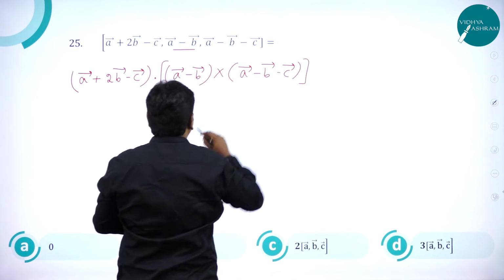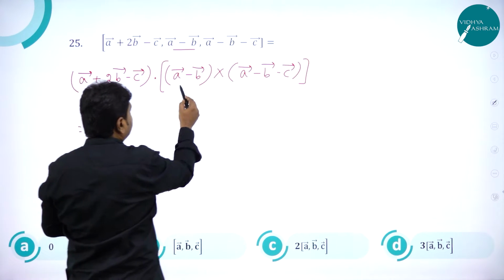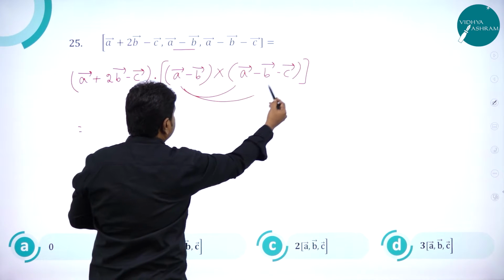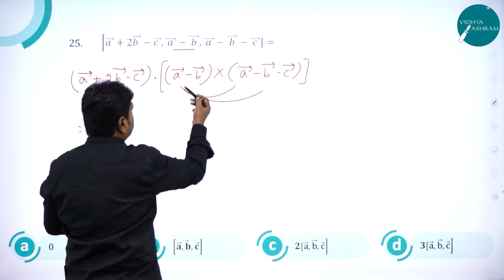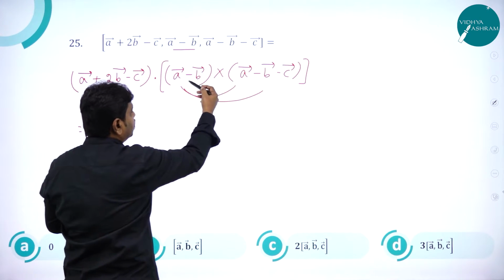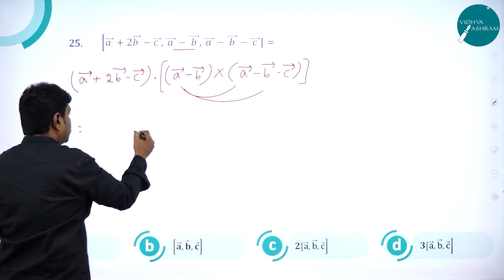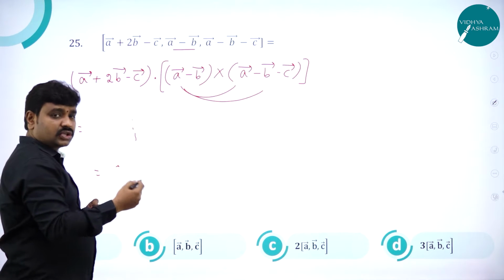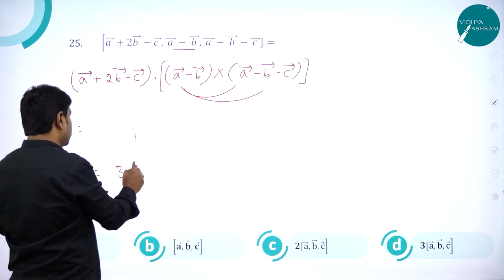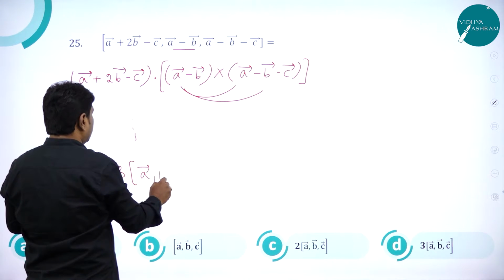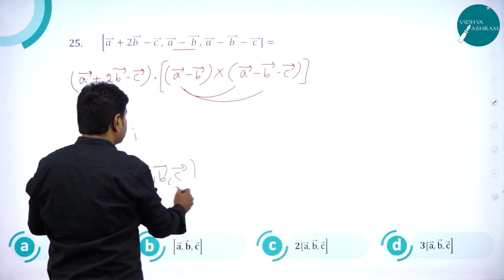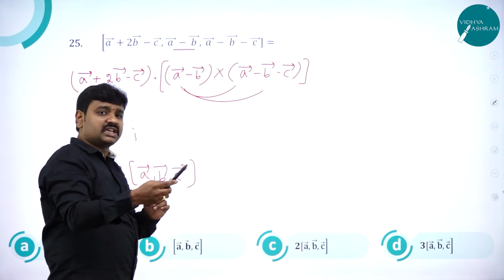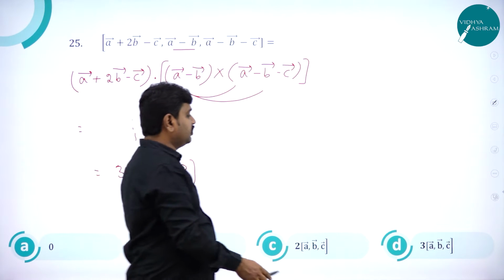Simplify this. First, A cross A becomes 0, then A cross B minus C, and A cross minus B, and so on. Direct expansion will lead you to A dot B cross A and B dot C cross A, 2 times. Finally you will get 3 times the box product [ABC]. But here is one interesting result: this is cyclic. [ABC] is the same as [BCA], which is the same as [CAB]. So finally you will arrive at this result.